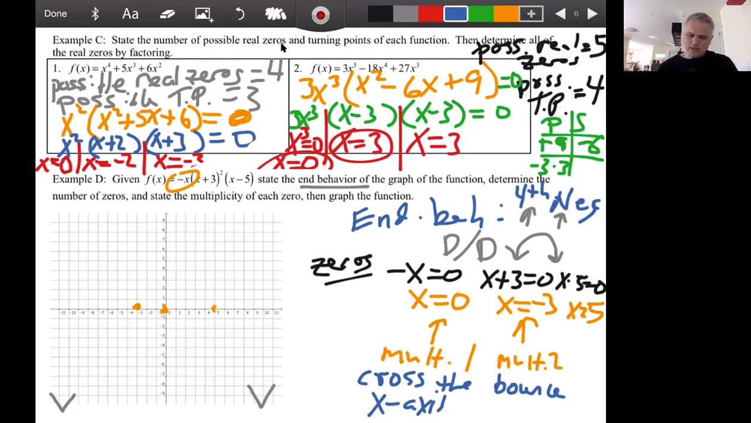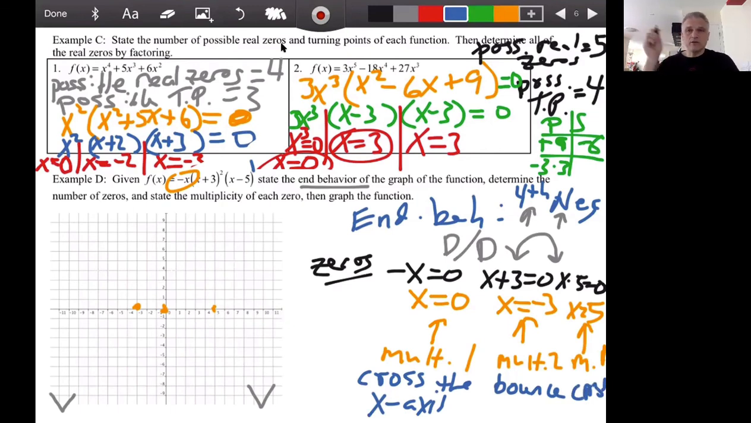So that means when it gets towards that negative 3, it's not going to cross it. It's going to bounce off of it. Boom. Right? And then what about the 5? The 5, it's a multiplicity again of 1. So multiplicity of 1, and so it's going to cross the x-axis. Okay, so these are the things we need to know.